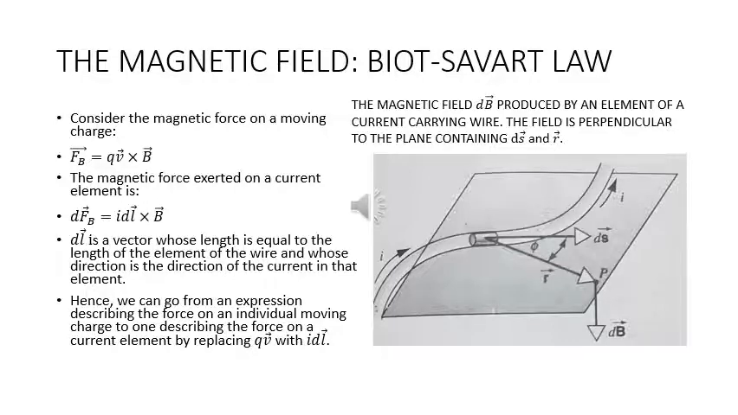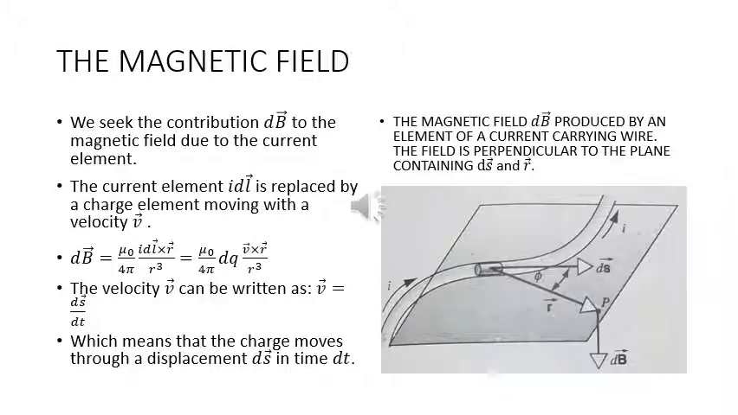The diagram shows the magnetic field dB produced by an element of a current carrying wire. The field is perpendicular to the plane containing ds and r. We see the contribution dB to the magnetic field due to the current element. The current element I dl is replaced by a charge element moving with a velocity v. So dB is equal to mu 0 by 4 pi I dl cross r upon r cubed, which is replaced by dq v cross r upon r cubed. The velocity v can be written as ds by dt, which means that the charge moves through a displacement ds in a time dt.